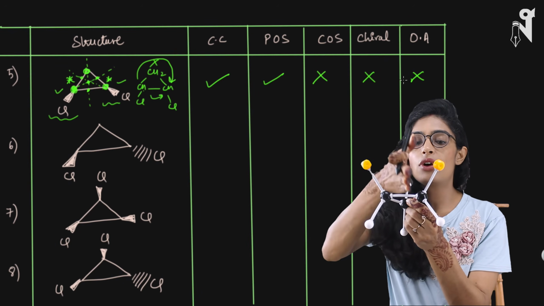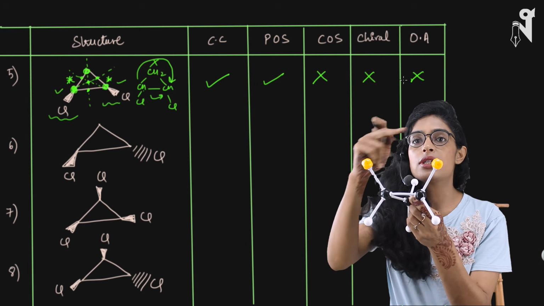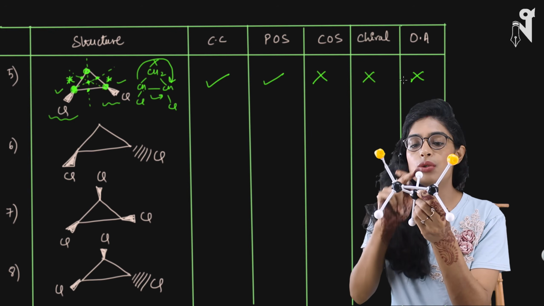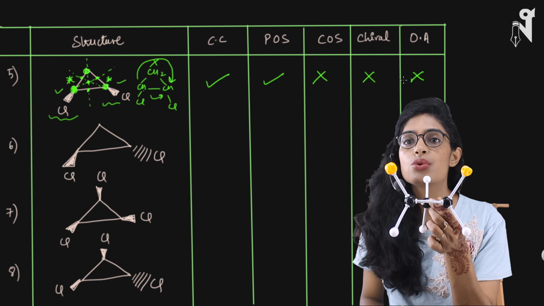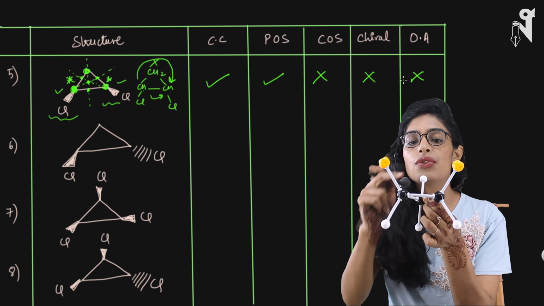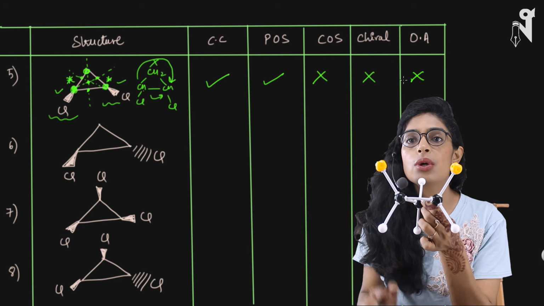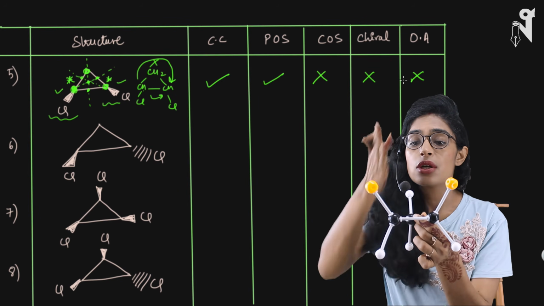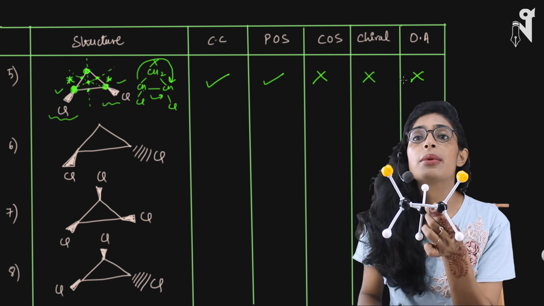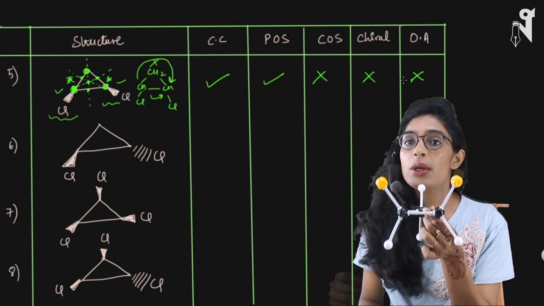I mean, if you cut it from here, this is the mirror image of this, this is the mirror image of this. These two atoms are going to get divided into two equal halves, and this carbon is also going to get divided into two equal halves. So you're cutting like this, you're getting mirror images of each other, and hence this is the POS.